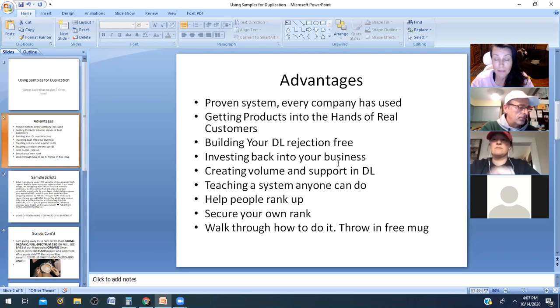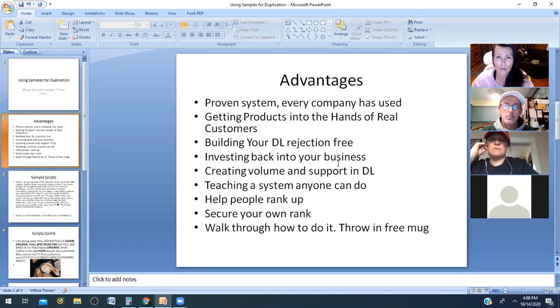So it's a proven system that every company on the planet has used, okay? Also, we're going to be getting products into the hands of real customers, okay? So this is not somebody that just comes in because they answered an ad because maybe they wanted to make money from home. These are people who raised their hand and said, yes, I'm interested in that. That sounds good. I'd love to try it. So you already have a qualified prospect. You have somebody that raised their hand.